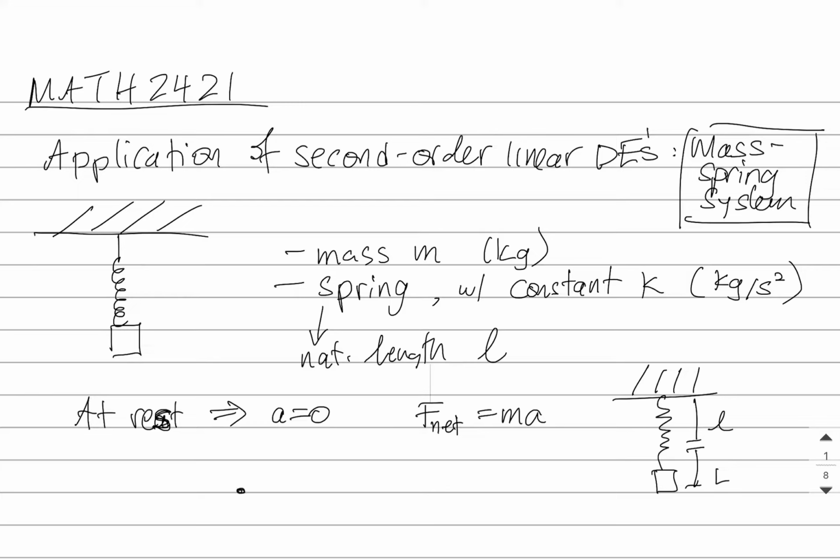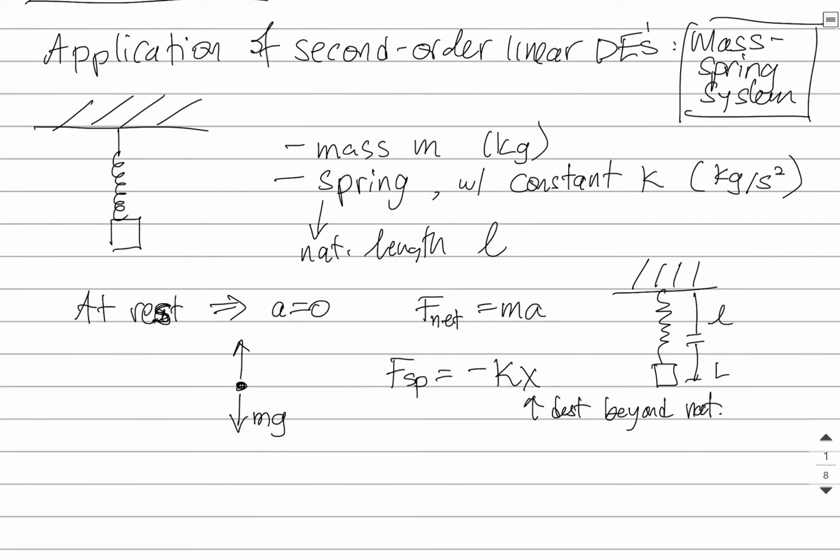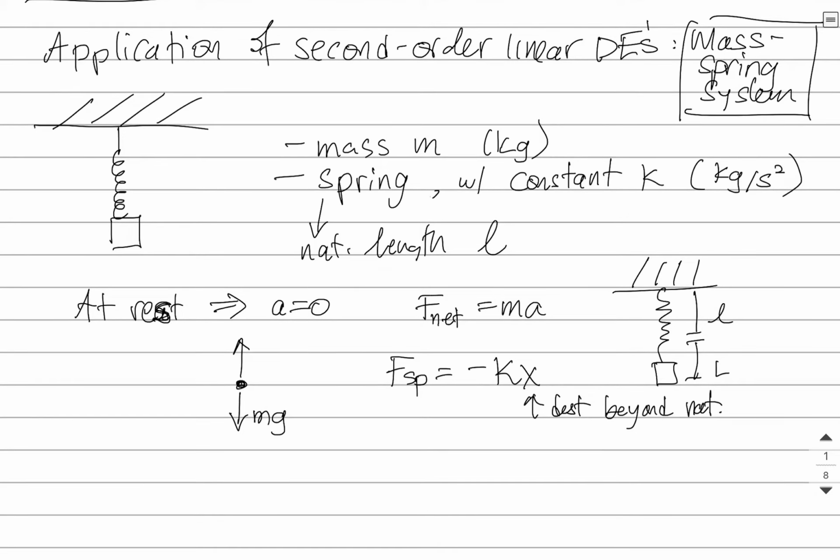Now, if we talk about a free body diagram for the mass, we've got the force mg being pulled down, and there's a force due to the spring that gets pulled back up. The restorative force is called Hooke's law, and it's always negative k times x, where x is the distance beyond natural length. So in our case, the distance beyond natural length here is going to be L. So we'll have negative kL coming back up.